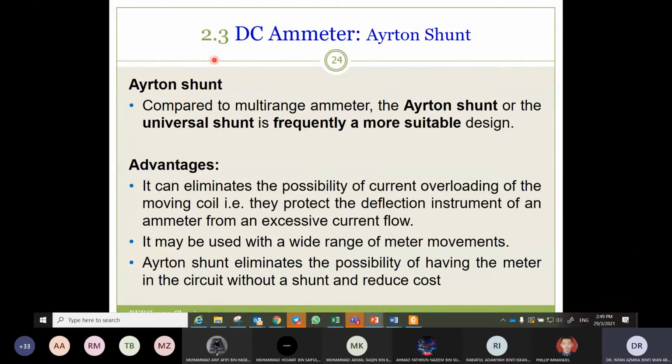The next type is the Ayrton shunt. Compared to the multi-range ammeter that we have learned before, the Ayrton shunt, or universal shunt, is frequently a more suitable design. It can eliminate the possibility of current overloading of the moving coil, protecting the deflection instrument of an ammeter from excessive current flow. It may be used with a wide range of meter movements. The Ayrton shunt eliminates the possibility of having the meter in the circuit without a shunt, and reduces cost.